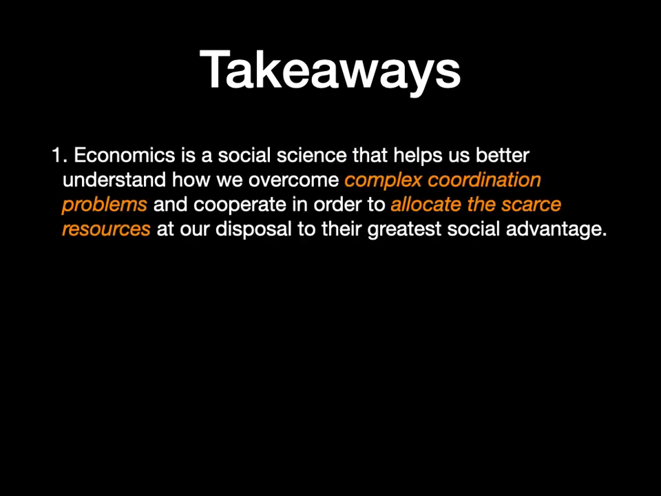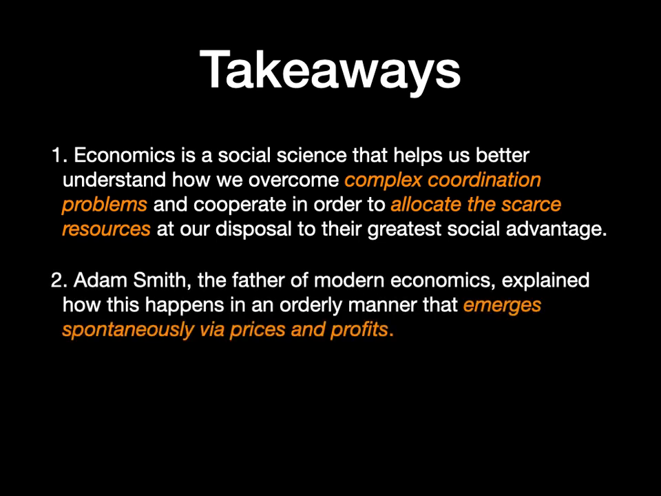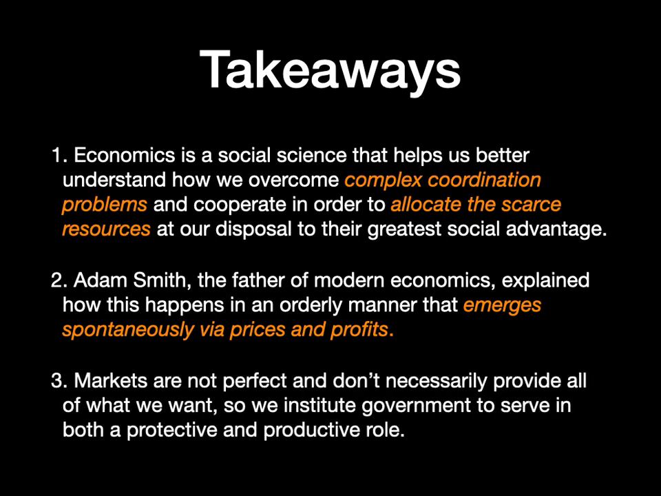So the takeaways from this: economics is a social science to help us better understand how we overcome complex coordination problems. And how do we cooperate to allocate the scarce resources at our disposal? Adam Smith, the founder of modern economics, explained how this happens in an orderly manner, and it's done through a spontaneously emerging order. It's through prices and profits that we find out what people want and how to produce that at the cheapest way, with the cheapest method. Markets are not perfect, and they don't necessarily provide all of what we want, so we institute government to serve both as a protective and sometimes productive function.